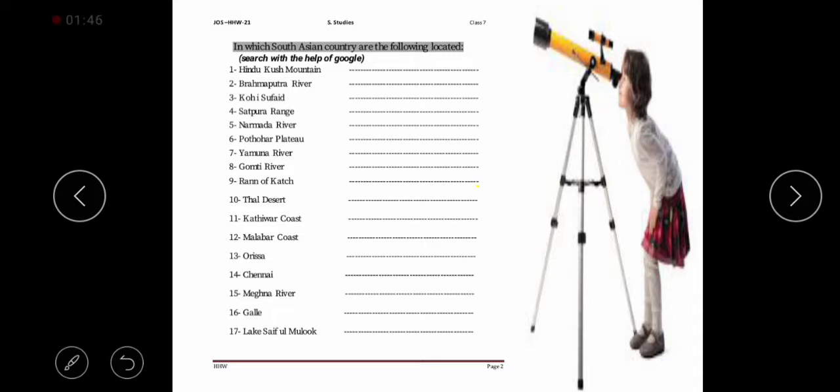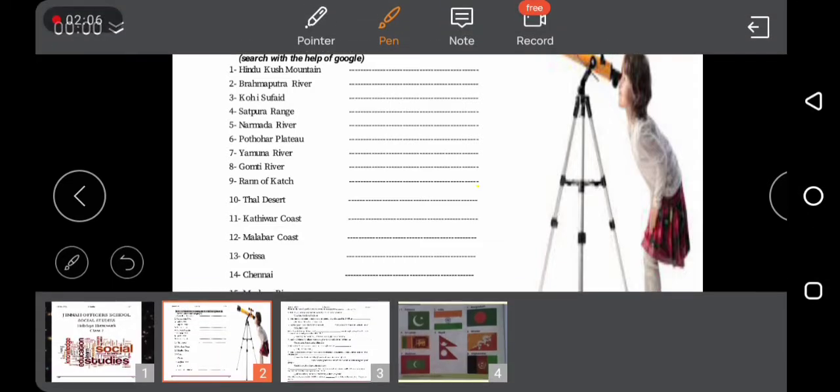The Thal Desert, number 10, is located in Pakistan. Then number 13, Orissa, is in India. Then number 14, Chennai, is in India. Then the last one, 17, is Lake Saif al Muluk, which is in Pakistan. So likewise, you have to solve the whole sheet with the help of Google. Okay, ji. Now come to the second sheet.